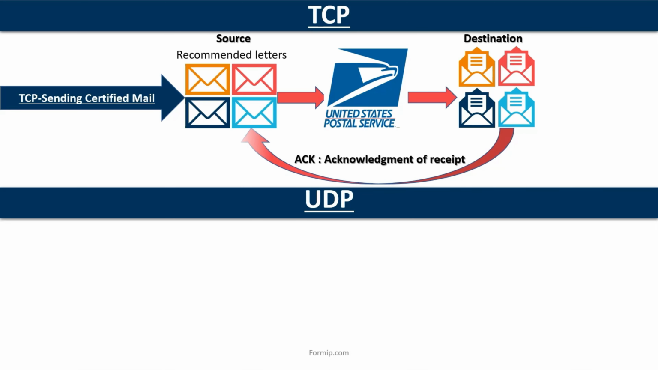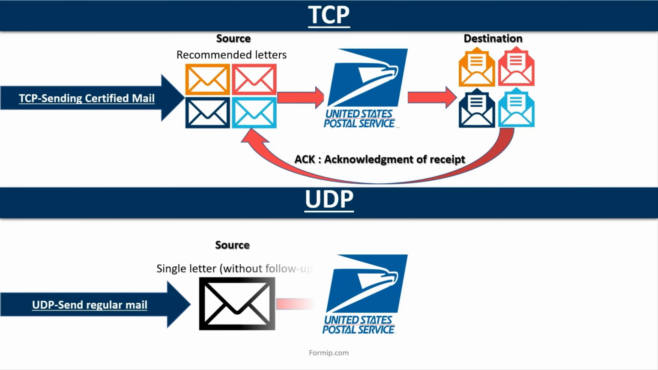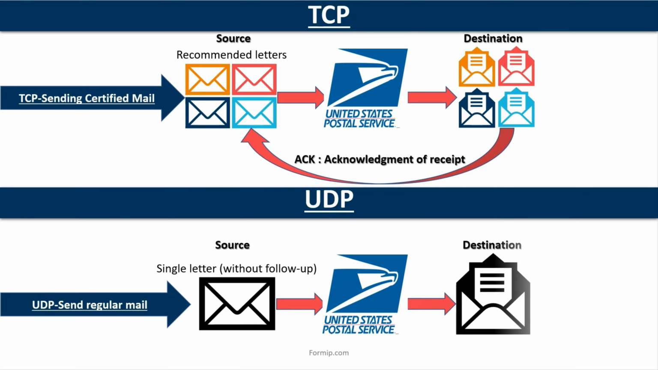If an envelope is lost, the sender doesn't receive the acknowledgement, and thanks to the tracking number, they know which document they need to resend. This is how TCP works. UDP services, meanwhile, can be compared to sending a simple letter. The post office does its best to deliver the mail, but that's the end of it. There's no guarantee of delivery, and the post office won't be responsible if the letter is lost.